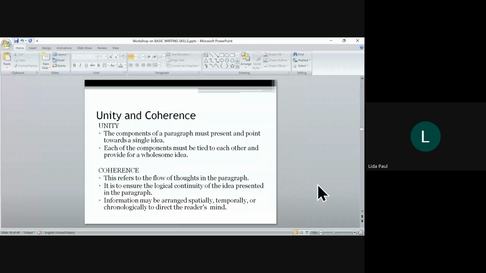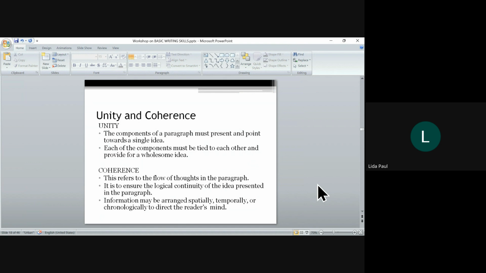Like we discussed in the beginning, you arrange information in a certain order and pattern so that this logical continuity is maintained. So you either arrange it spatially, you use a temporal fashion of arrangement, or you arrange the details chronologically. Depending on what topic is at hand and what you're writing about, you can arrange your information in such a way that there is a logical continuity.